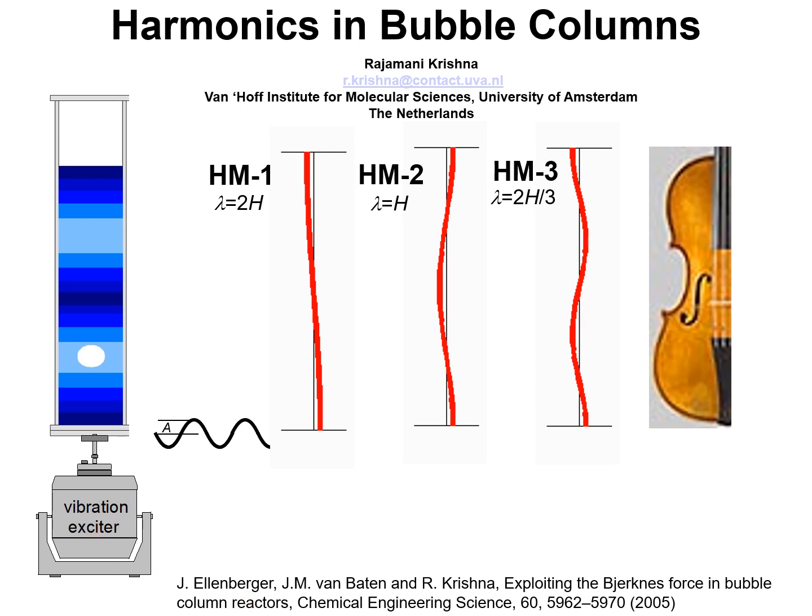Depending on the height of the column and the vibration frequency, the bubble column can operate in different harmonic modes. For example, this is the first harmonic, the second harmonic, third harmonic.